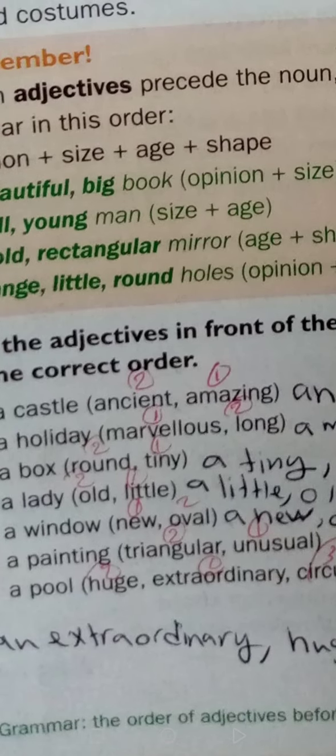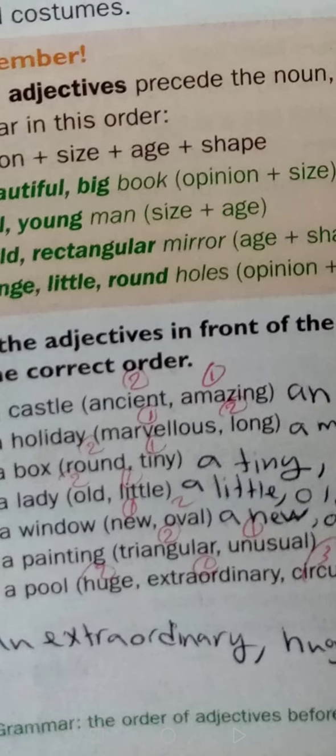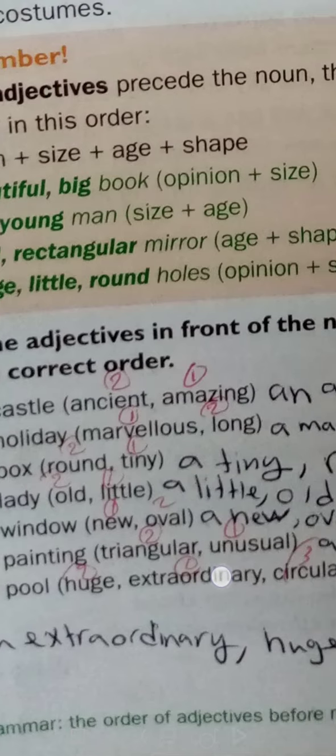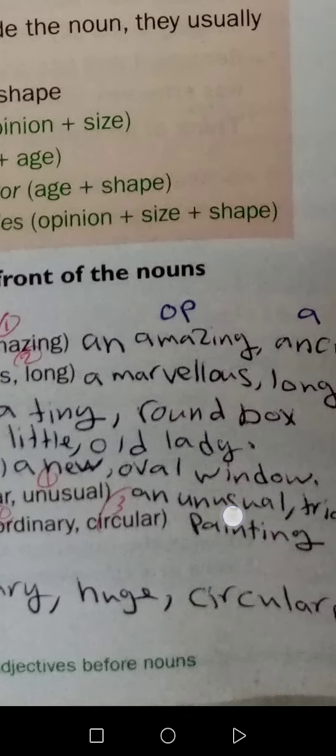Here we have new and oval. Oval, it's a shape اللي هو معناها بيضاوي. New, it's an age اللي هو معناها جديد, and the shape. نحكي opsasha age comes before the shape. العمر بيجي قبل الحجم، سوري، قبل الشكل. فشو بعمل, a new oval window.